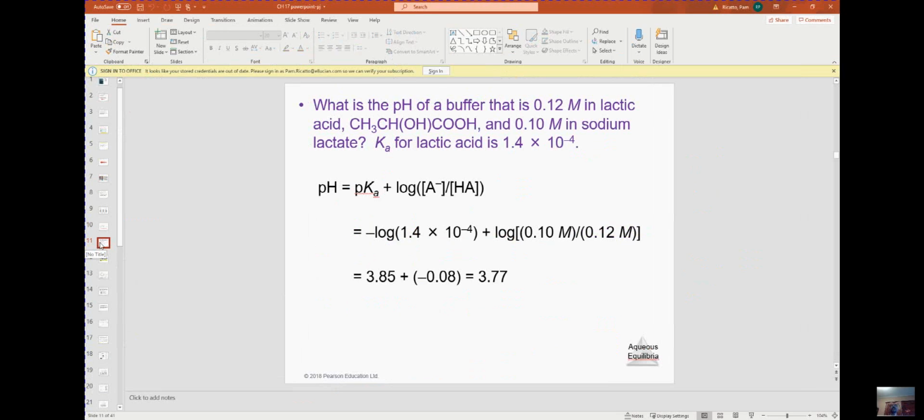What is the pH of a buffer that is 0.12 molar in lactic acid? They call it HL. H for the ionizable proton and L for the rest of the molecule. So this whole thing is going to be HL. And 0.1 molar in sodium lactate. Okay, what's sodium lactate? This whole molecule minus an H and a sodium in its place. Okay, so the Ka for lactic acid is 1.4 times 10 to the minus fourth. Okay, so what are we going to do? We're going to use the Henderson-Hasselbalch equation for this, but first let me just write the equilibrium out.